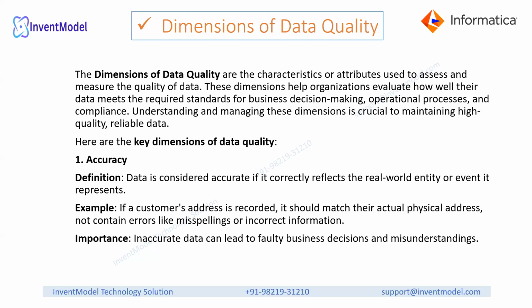And if someone is sending some kind of post to that address, then that should be delivered. If we have a misspelling or wrong information, then definitely that post is not going to be delivered. So the company is going to lose revenue and customers, right? So we have to make sure whatever information we are maintaining has proper accuracy, for example, maintaining the address information of the customer. What is its importance? Inaccurate data can lead to faulty business decisions and misunderstandings.